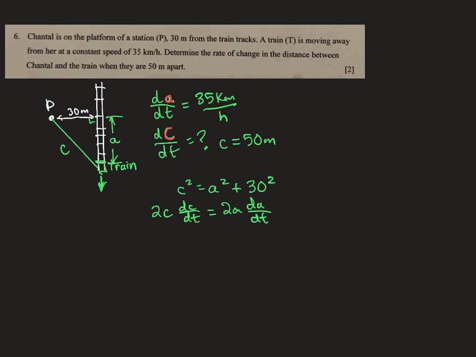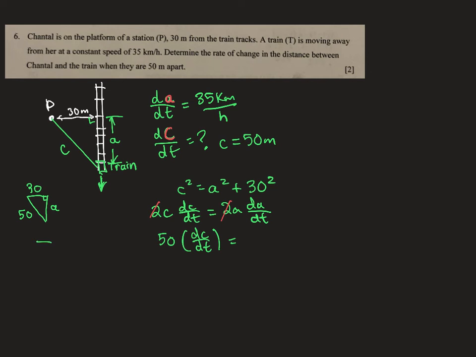All right, I'm going to divide both sides by 2 because I notice a 2 in front of both of those, so that's gone. And now we want to sub in our values. We have c, so that can be 50. Awesome. dc dt is what we're looking for. And on the right-hand side, we don't have a. So when that happens, we're just going to draw a little snapshot in time of when that moment that we're concerned with happens. So we've got 50, we've got 30, and then we're looking for A.